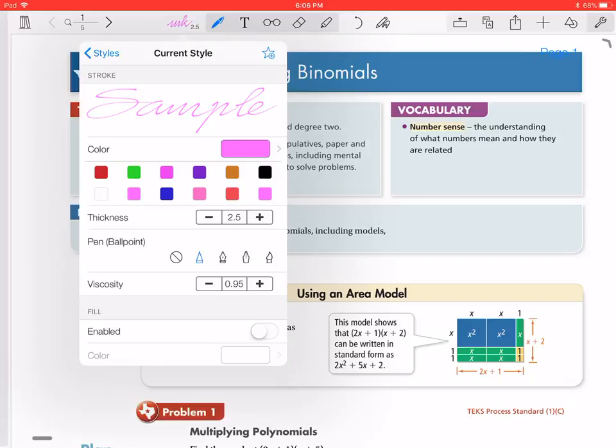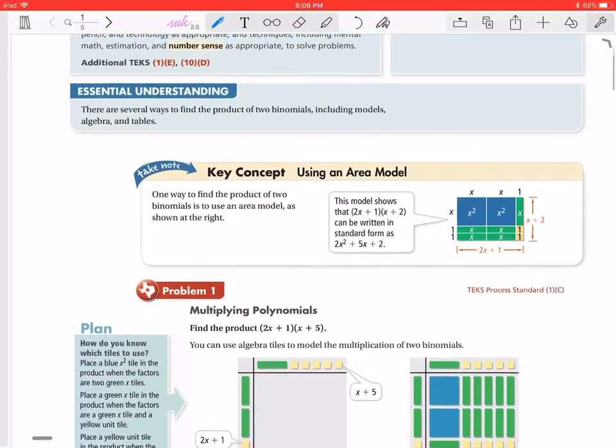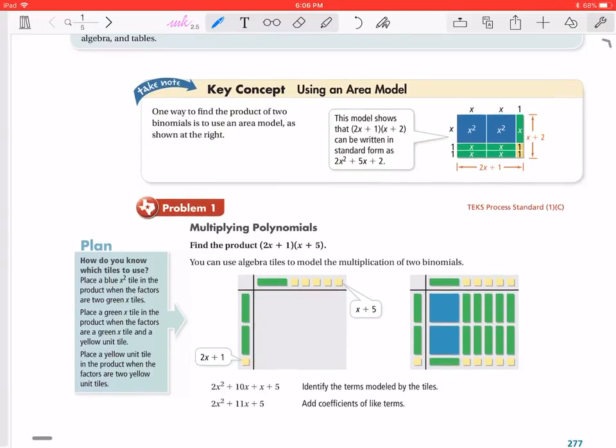There are several ways to find the product of two binomials, including models, algebra, and tables. The first one is an area model. Remember, with area, we look at a square or a rectangle and multiply. Sometimes you might have heard this called the box method.